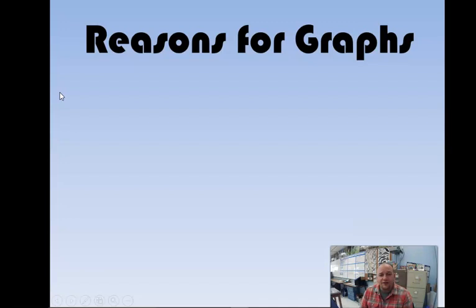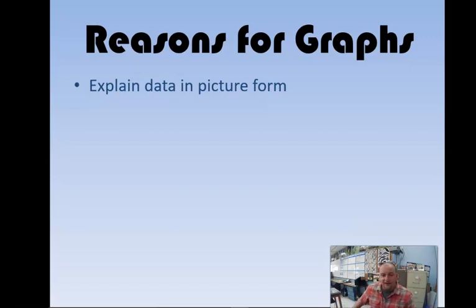The reason for graphs, there are lots of reasons and you may have your own. The ones I came up with, obviously, graphs help us explain our data in picture form. Many people find it a little bit easier to read stuff when it's a picture, and so this is a good way to put our data together in a way that's easily digestible by our audience.